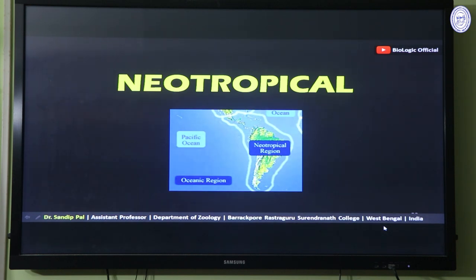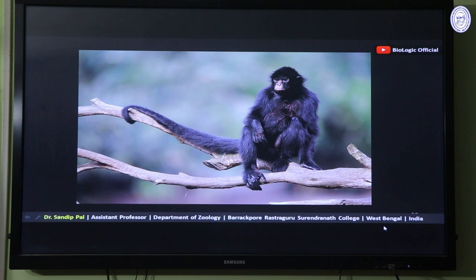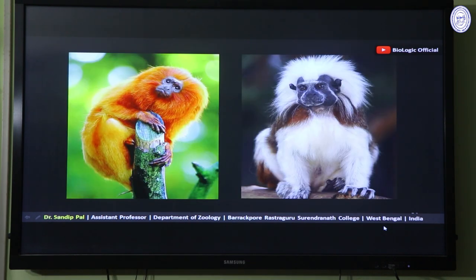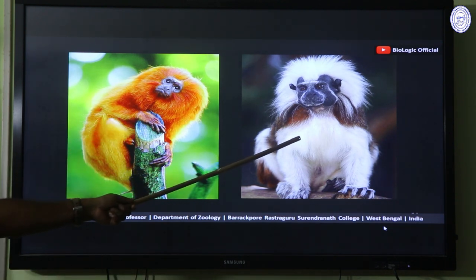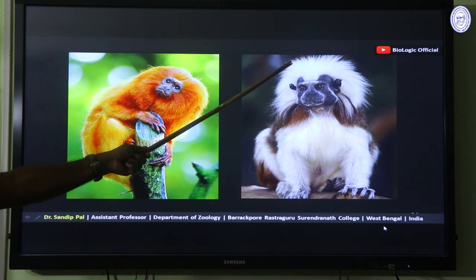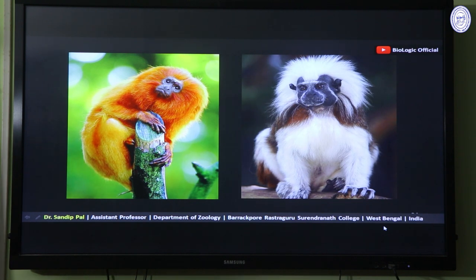Let's see the characteristic fauna. First, mammals. This is spider monkey. Their tail is very long and very strong. These are called tamarin. First one is golden lion tamarin, and this one cotton top tamarin. So cotton-like hairs, that is why it is called cotton top tamarin, and the other looks like lion, hence the name.